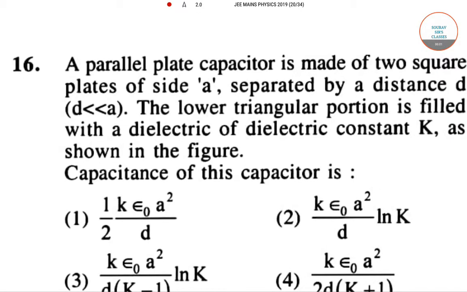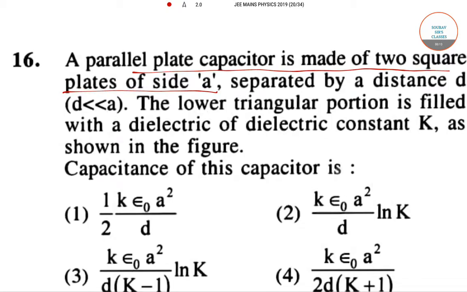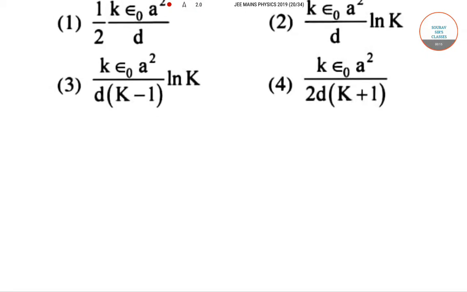Today, let us talk about the Joint Entrance Main Physics paper 2019. Here, a parallel plate capacitor is made of two square plates of side A. The figure is not shown here, but in the question paper, the figure is given.